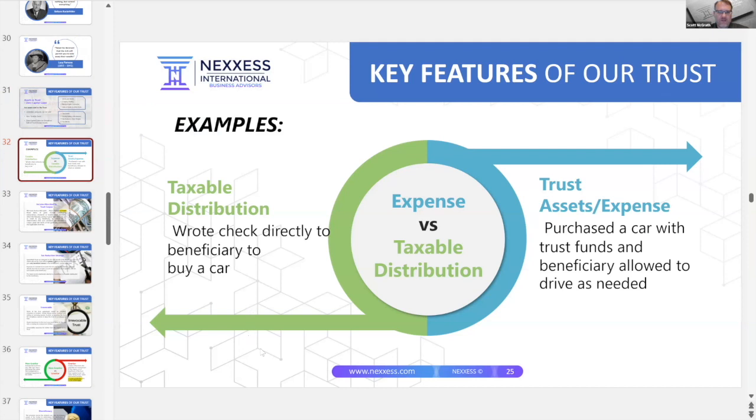Key features of our trust. There are taxable distributions and there are expenses. So this is important to understand. Let's say you want to buy a car for your kid. If you give the kid the money for the car or give the car to the kid, you just created a taxable distribution in your trust. You don't want to do that. You want to let the trust buy the car, let the trust buy the house, let the trust buy everything that the kid needs. That's the way you do it.